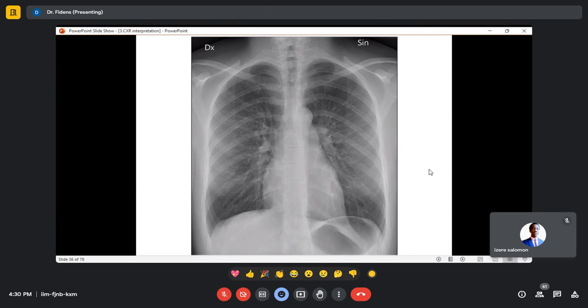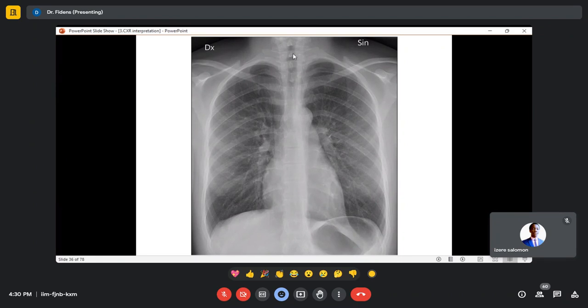After checking those 2, now we read the X-ray. The analysis is done in 4 parts. Number 1, first of all, we start from the center going to the periphery. The center is the mediastinum. And when we talk about the mediastinum, you should understand from up there to down. You have to remember the anatomy of the mediastinum.